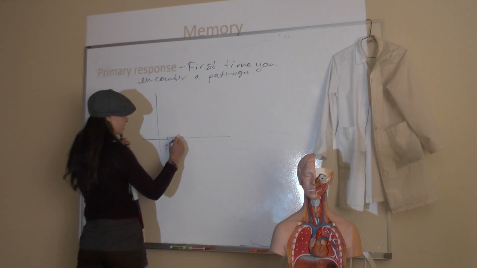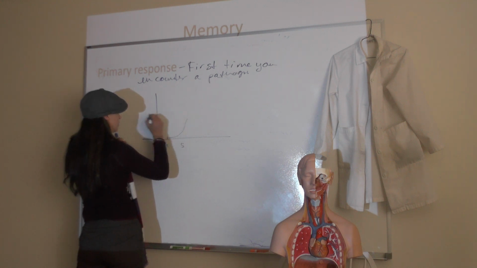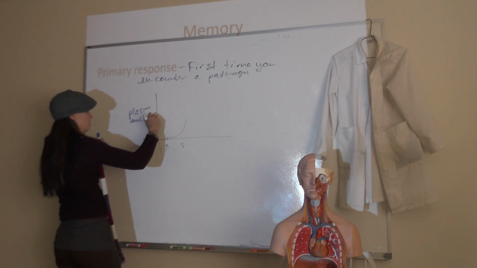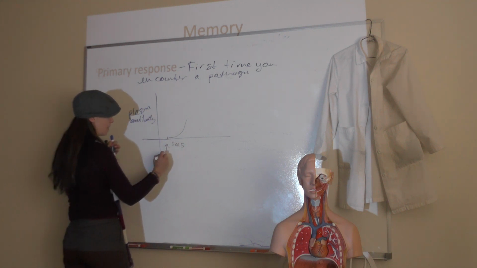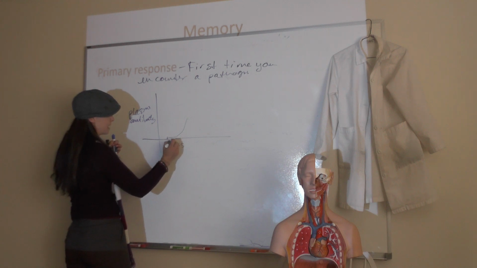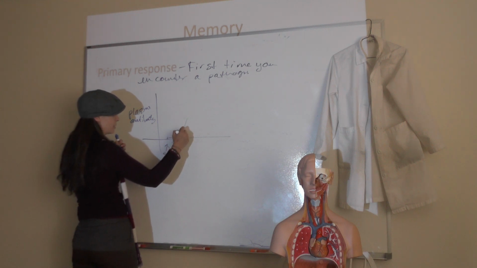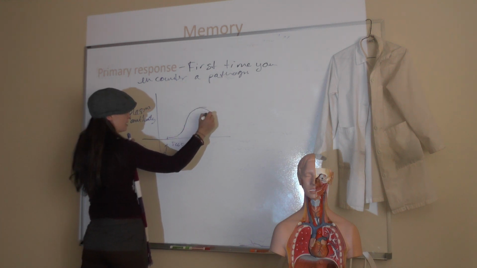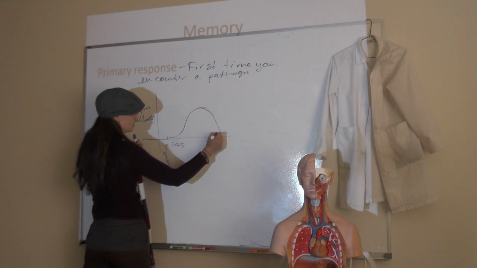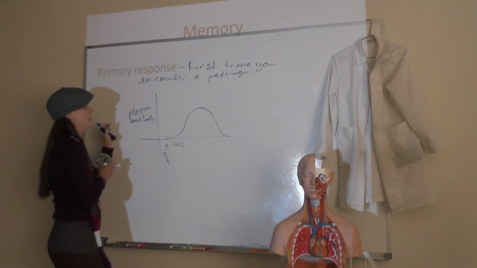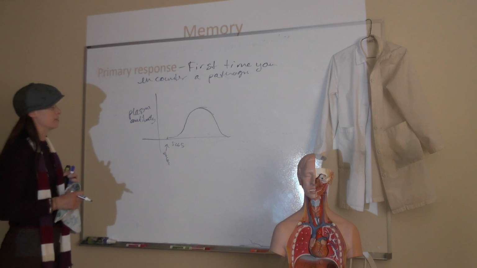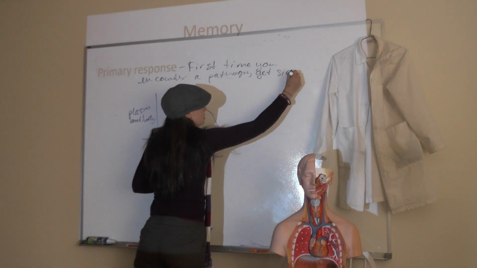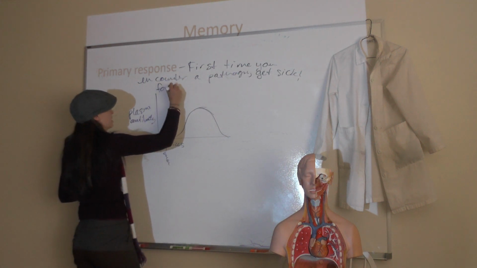In the first 3 to 5 days, you'll start seeing antibody level go up. So this is plasma antibody. And you feel sick this whole time. I encounter it here. I'm feeling sick. On days 3 to 5, somewhere in there, my antibodies start going up. And after a little bit, I start feeling better. Antibodies go down. I'm good. So the primary response is the first time I encounter a pathogen, you get sick, and you form memory cells.